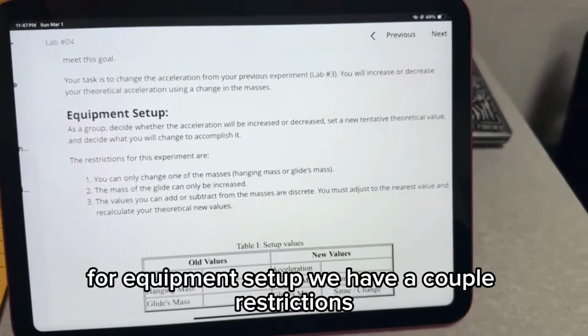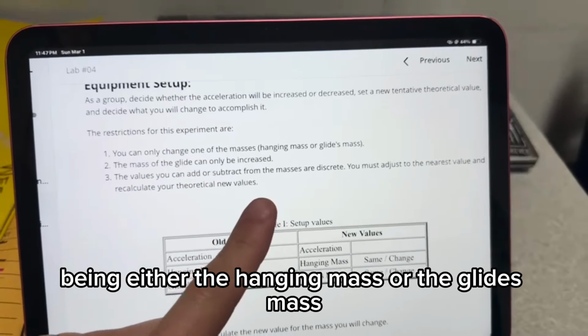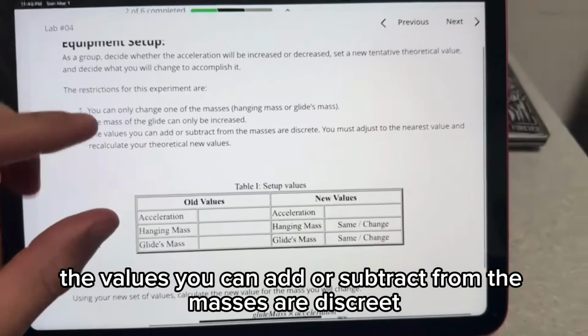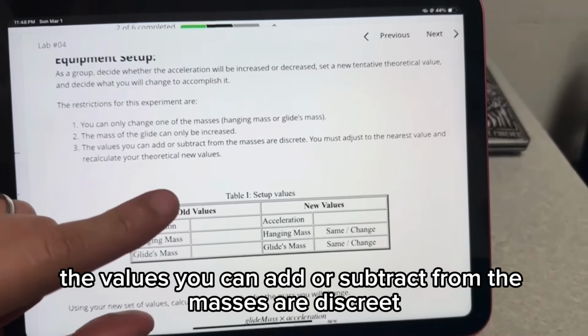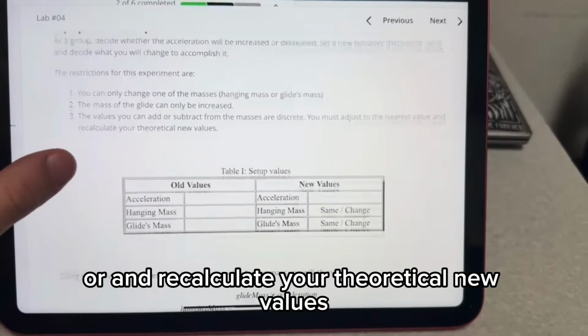For our equipment setup, we have a couple of restrictions. We can only change one of the masses, being either the hanging mass or the glider's mass. The mass of the glider can only be increased. The values you can add or subtract from the masses are discrete. You must adjust to the nearest value and recalculate your theoretical new values.